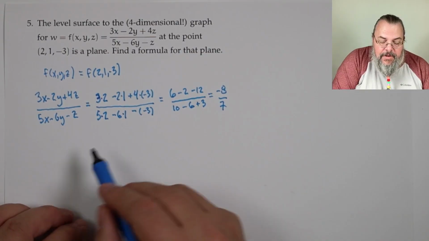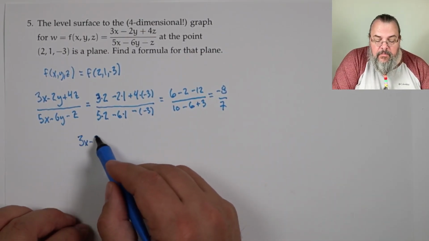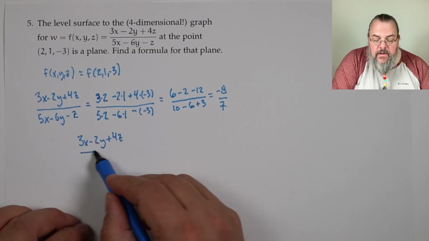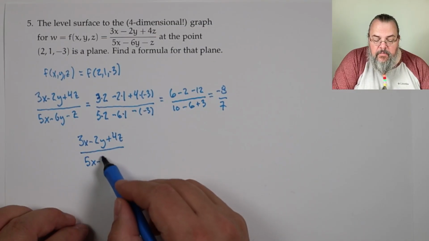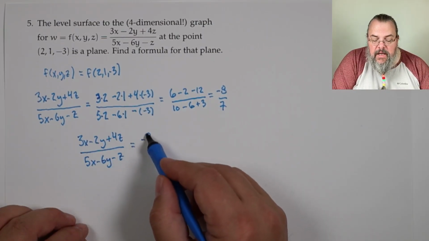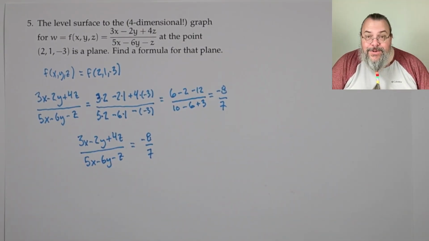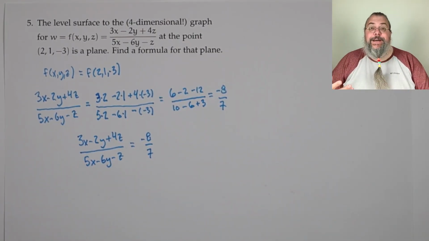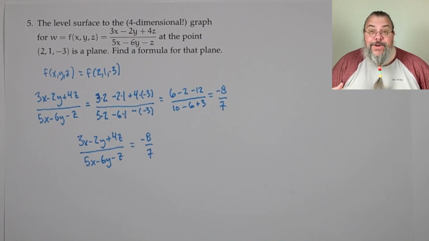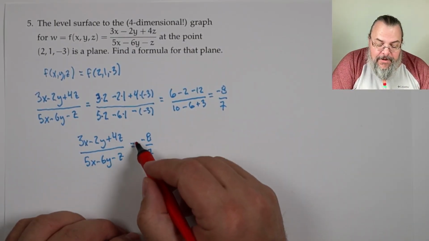So let me rewrite this again. So we have (3x minus 2y plus 4z) over (5x minus 6y minus z) is negative 8 over 7. Now, what do we do? Well, we have fractions. Fractions are not good for us. We're not big fans, or at least I'm not a big fan. So I'm going to get rid of the fractions.